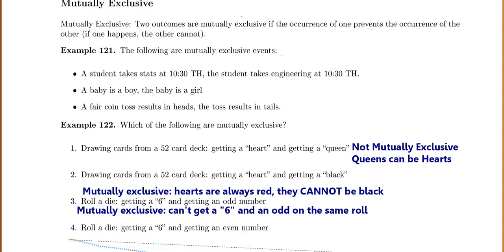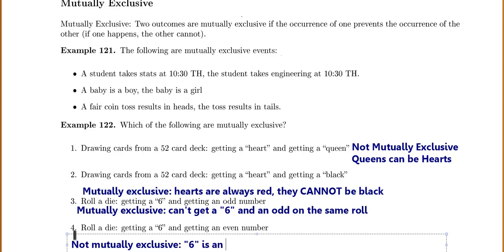Number 4, roll a die, get a 6 and an even number. Well, a 6 is an even number, so if you roll a 6, you get a 6 and an even number, so they can happen at the same time. So this would be not mutually exclusive, because 6 is an even number, so they can happen at the same time.